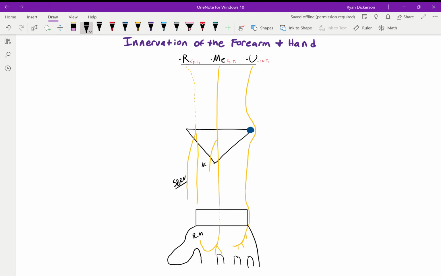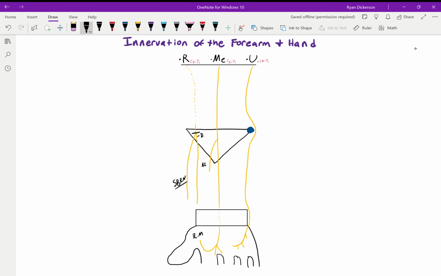Now, as the radial nerve is passing into the extensor compartment of the forearm, it's important to note that initially it's going to be called the radial nerve. It's going to pass through some muscles. And this is actually where, so we'll do it up here. So radial nerve, then right here it's going to branch into the superficial branch, and then the distal portion is going to be called the deep branch.